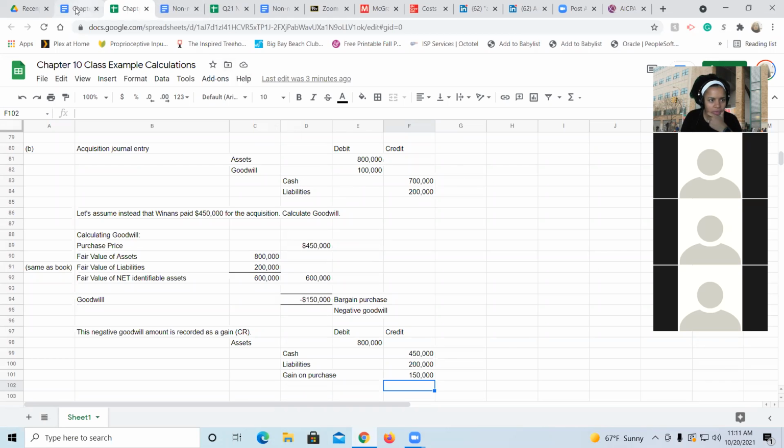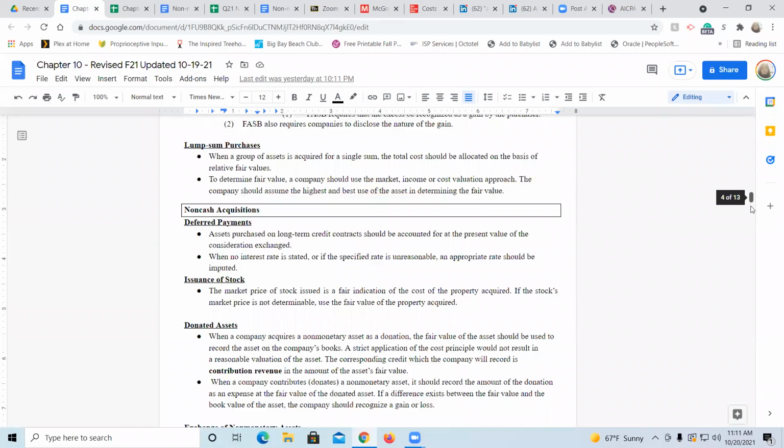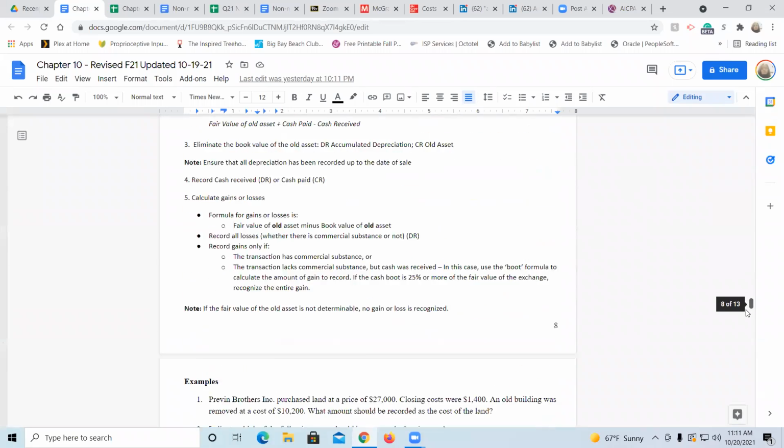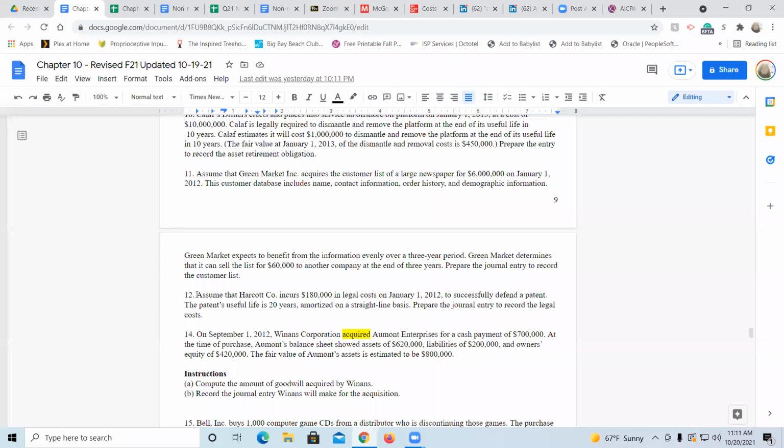Okay, so there are, I think, just two more questions on intangibles that we can go over for our work here. It's number 11 and number 12. Number 11 has to do with a customer list that is also considered an intangible. And number 12 is a patent. Excuse me. So let's go through and read number 11. I'll do the question with you and we'll see how it goes.